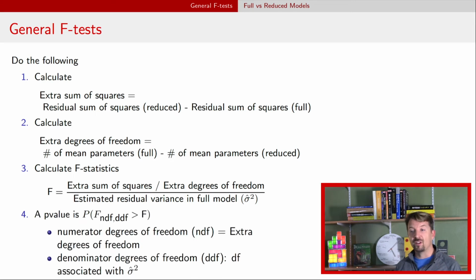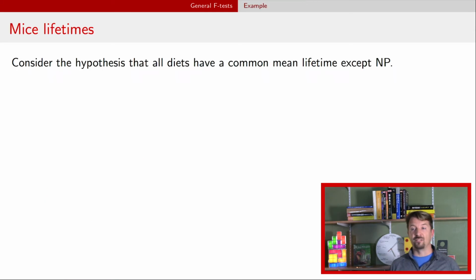All right, now if the null hypothesis is true, then this is an F distribution where the numerator degrees of freedom are the extra degrees of freedom that we calculated in part 2, and the denominator degrees of freedom are the degrees of freedom associated with that estimate of sigma squared from the full model. So if you looked at the ANOVA table, you would just go to that line that has the sigma squared estimate on it and find the degrees of freedom. All right, so this is what we do to construct an F-test.